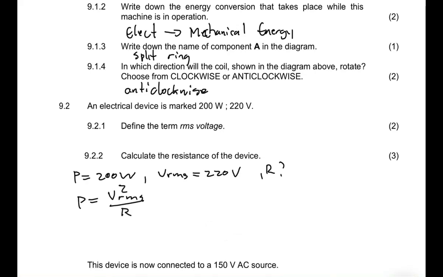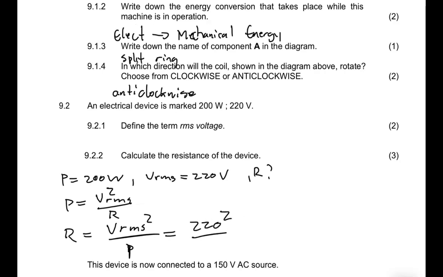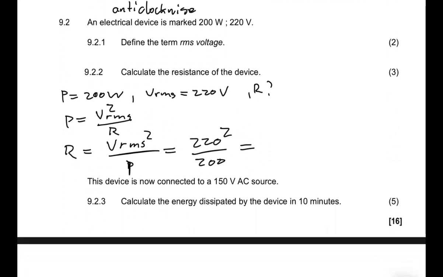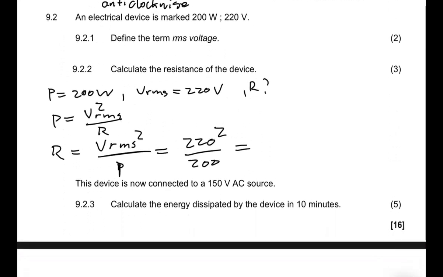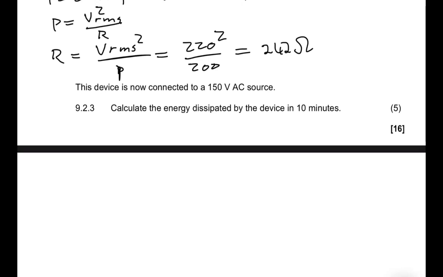Now you just cross multiply, dividing both sides by P. You're going to get the resistance is equal to VRMS squared divided by P. Now we're just substituting into our equation, right? So we're going to have 220 squared divided by 200. And then if you put that in your calculator, you're going to get 242 ohms, right?